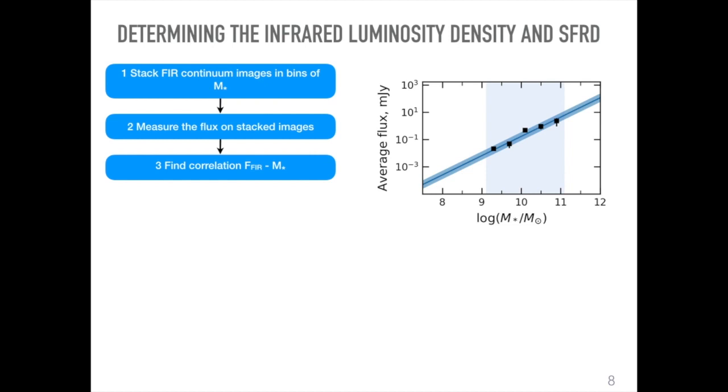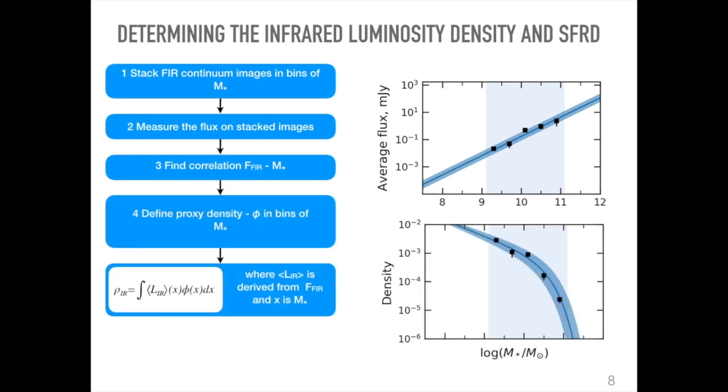So first of all, we do the stacks in the bins of stellar masses. We measure the flux on the stacked images, and we can find the correlation between the far infrared flux and the stellar masses. And we need to add to it the information about density. And this we can get from the literature. We can use the galaxy stellar mass functions to determine the density in each bin, and then we can just convolve these two functions and we can get the infrared luminosity density. And if we extrapolate it to lower and higher stellar masses, we can get the total infrared luminosity density, which can be then converted to star formation rate density.